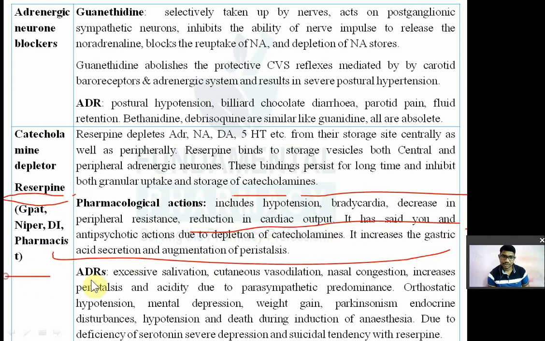Now adverse drug reaction क्या है? Excessive salivation, cutaneous vasodilation, nasal congestion, increased peristalsis, acidity due to parasympathetic predominance, orthostatic hypotension, mental depression, weight gain, Parkinsonism, endocrine disturbances, hypotension, and death during the induction of anesthesia due to deficiency of serotonin in severe depression and suicidal tendency with reserpine. So, if you use reserpine in the treatment of psychosis, it can induce the suicidal tendency. Suicidal tendency है इसको, okay?